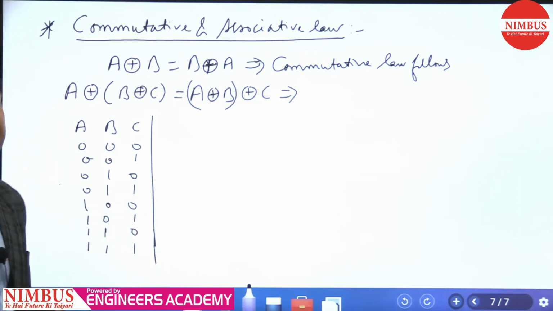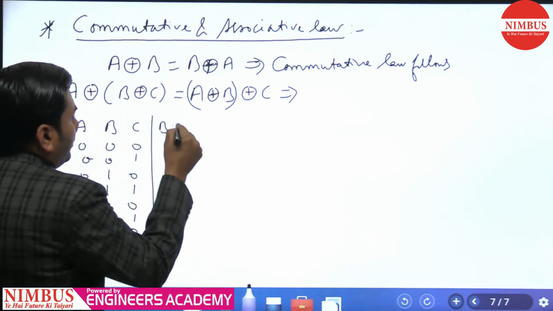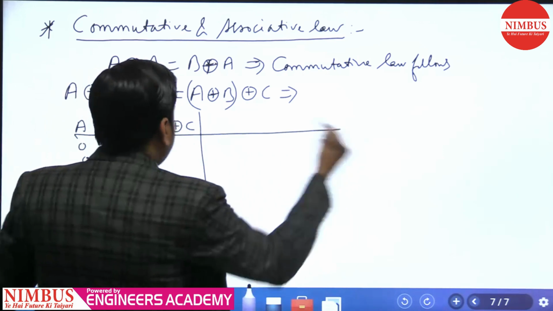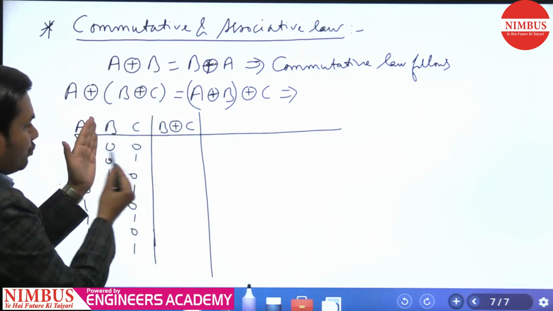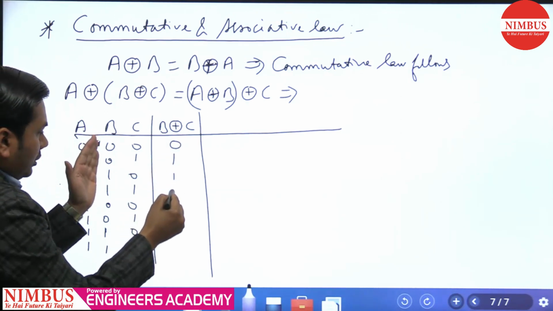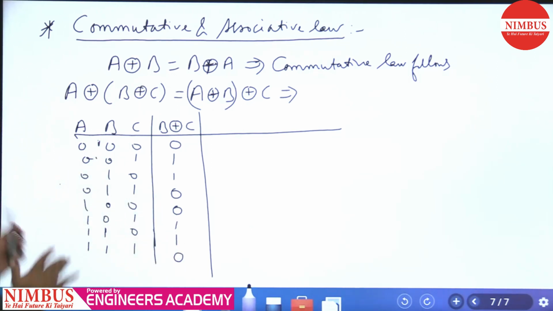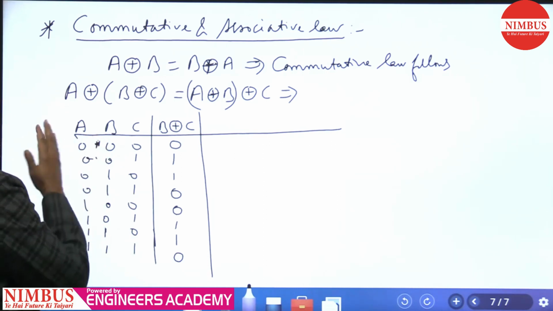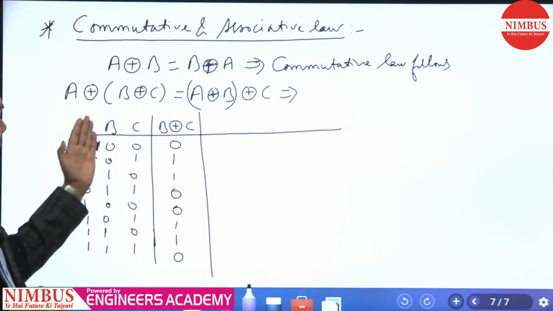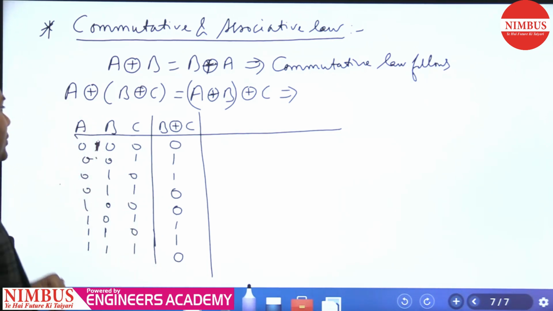In total we have 8 combinations for 3 inputs. First, performing B XOR C, the outputs are 0, 1, 1, 0, 0, 1, 1, 0. Clear? For the same input the output is 0, and for the complement input it is 1, that is your B XOR C.